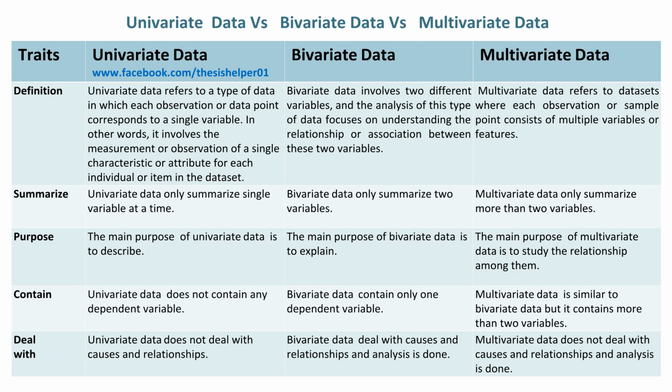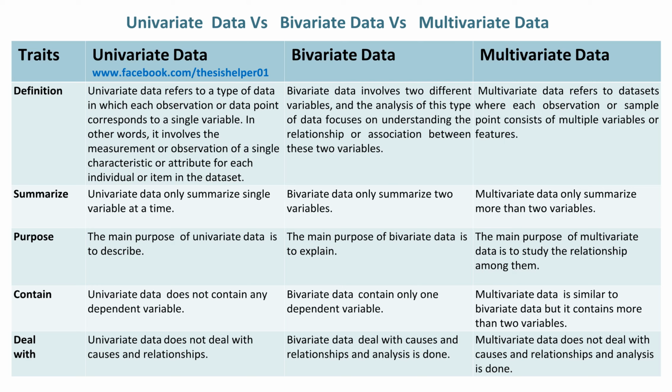Univariate data only summarizes a single variable at a time, whereas bivariate data only summarizes two variables. Whereas multivariate data summarizes more than two variables. The main purpose of univariate data is to describe, whereas the main purpose of bivariate data is to explain, whereas the main purpose of multivariate data is to study the relationship among them.